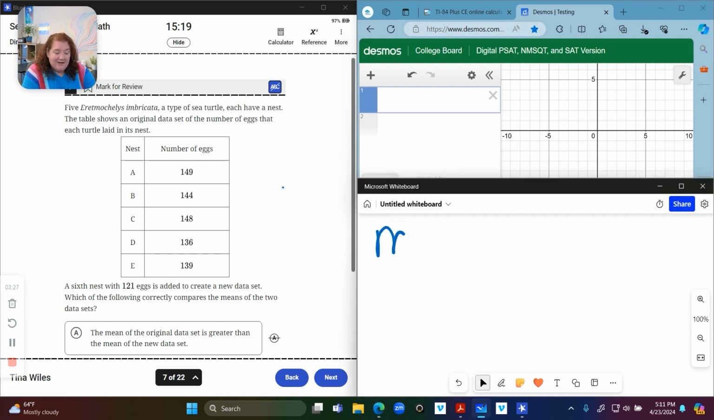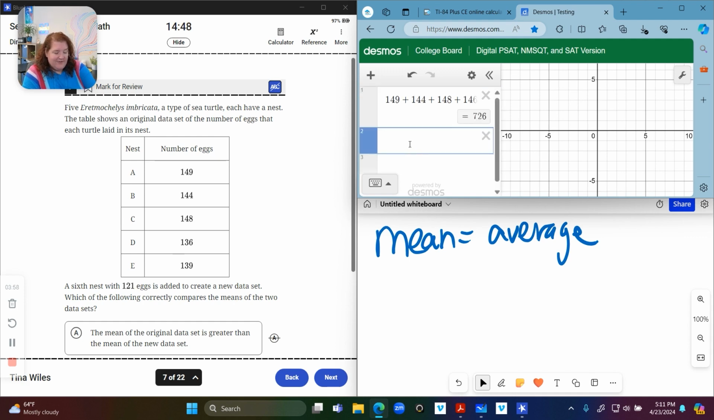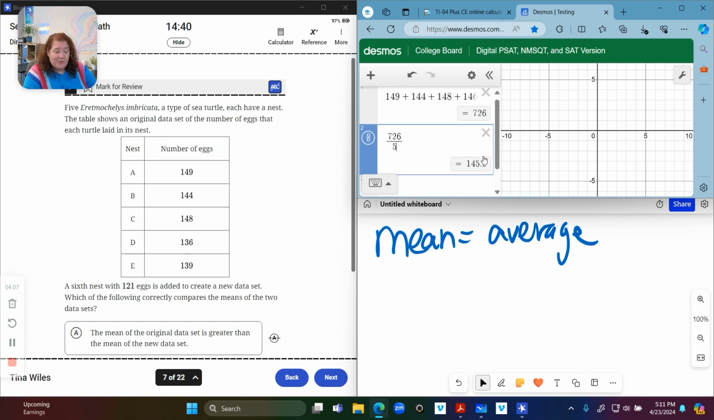So mean means average. And to find an average, you're going to add everything up and divide by how many you have. In this case, we need to find both, because we're comparing the two means. So we're going to start with adding up what we have already. 149, 144, 148, 136, 139. So it's 726. To find the average, I'm going to divide it by 5, since I had 5 nests. So I can see there the average is 145.